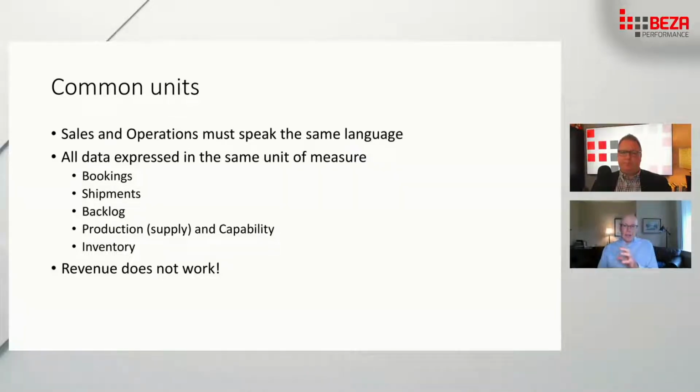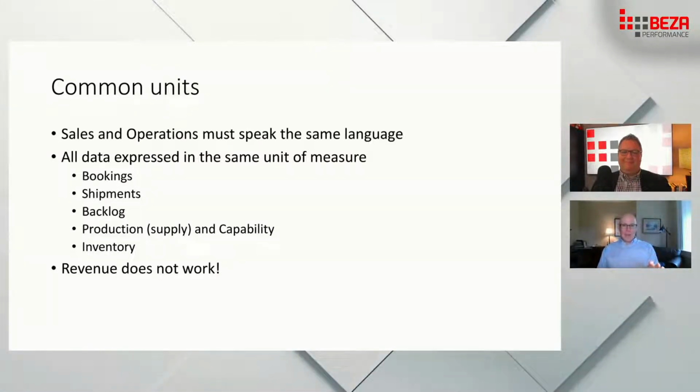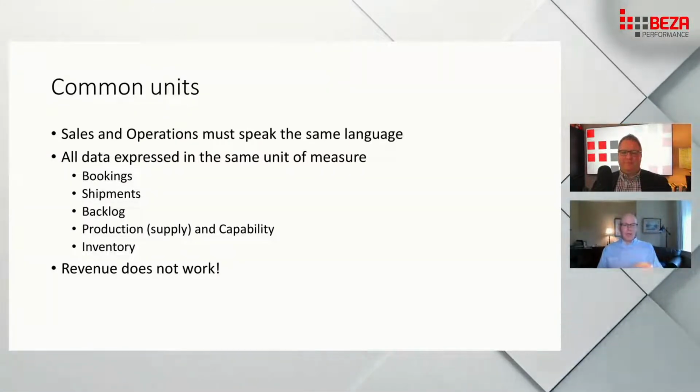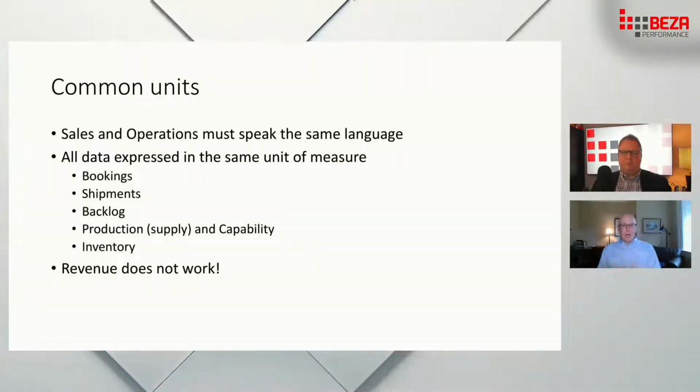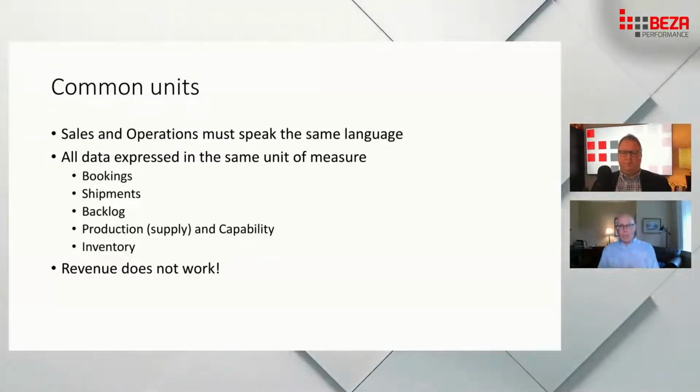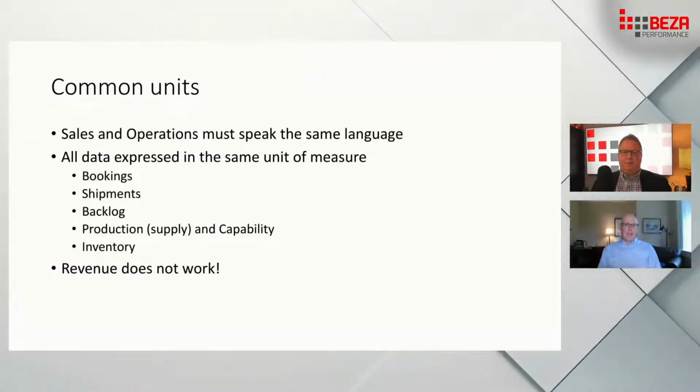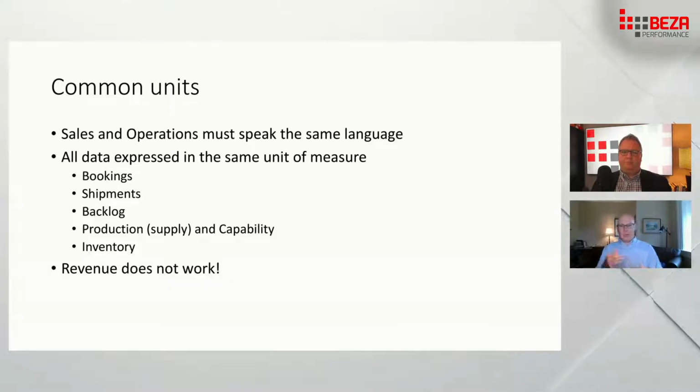So that really gives the idea of the capability side. And really it dovetails nicely into this next one, because I can't have that conversation and put that chart together unless everybody's looking at common units. I just said sales and operations on this, but I could add engineering. If I've got new product introduction coming on, we have to be talking in the same language. And so that means all data has to be expressed in the same unit of measure: bookings, shipments, backlog, production and capability, and inventory.